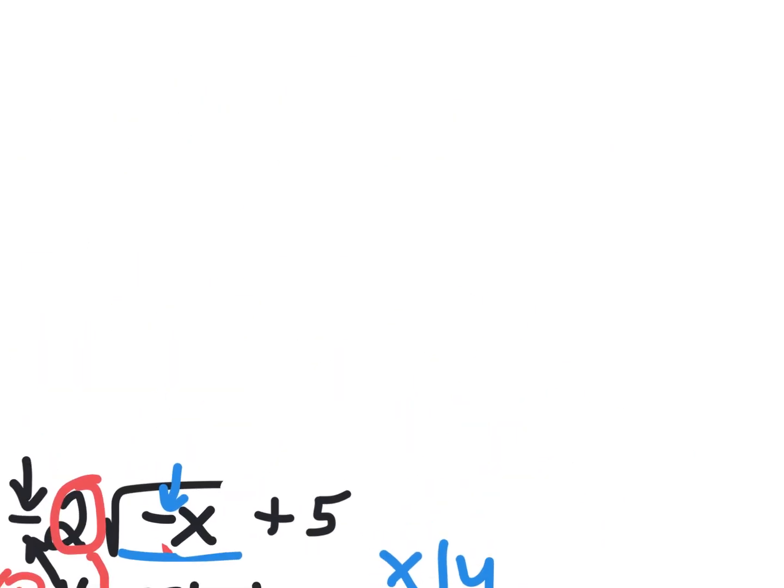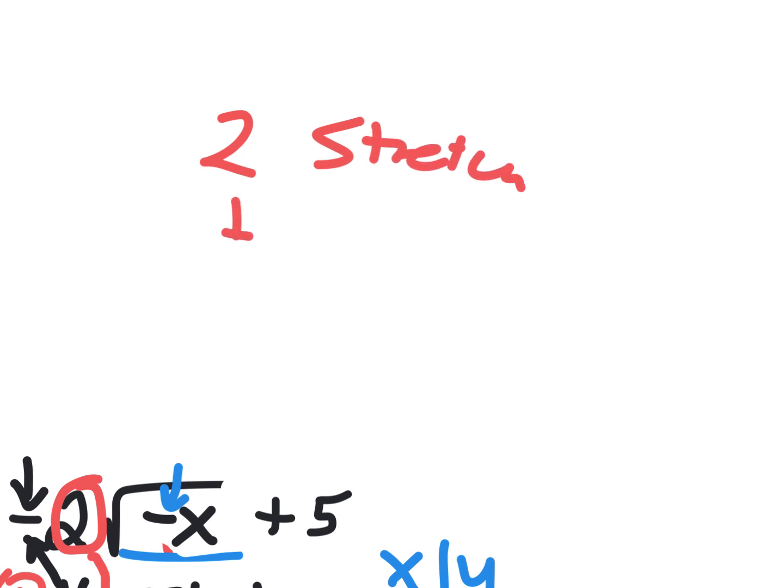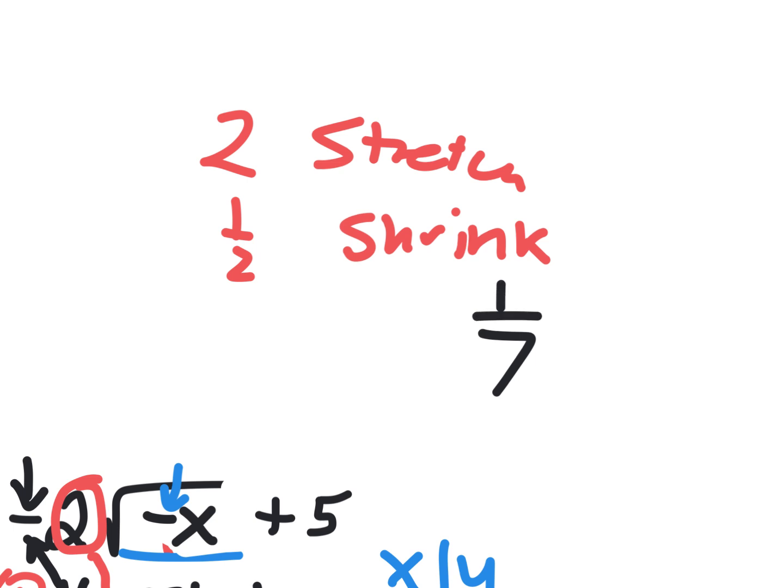But how about this? Well, let's just talk through a few of them. What if there was a 2 on the outside of your function? That's a stretch. What if there's a 1/2? Then that's a shrink. Do you think those are the only 2 numbers we could ever use? Of course not. But what if I said 7? Do you think that that's going to be stretch or shrink? Stretch. What if I said 1/7? Shrink, because it's going to make it small.